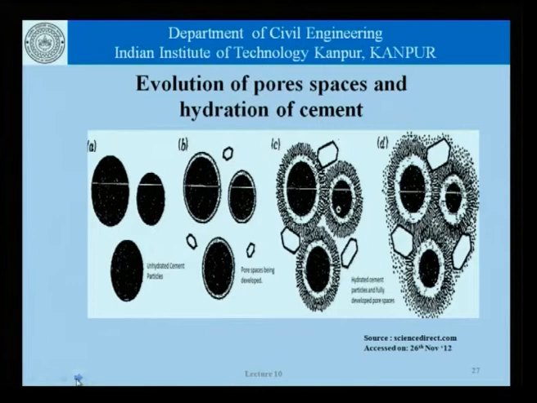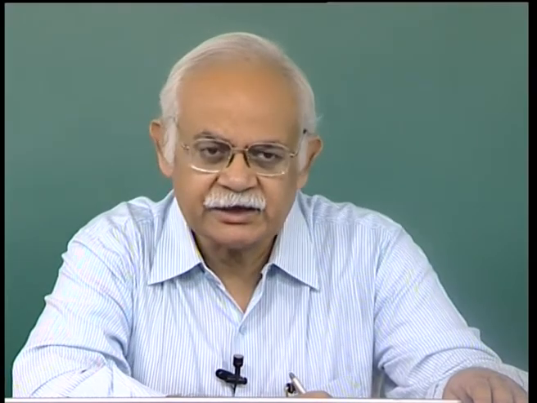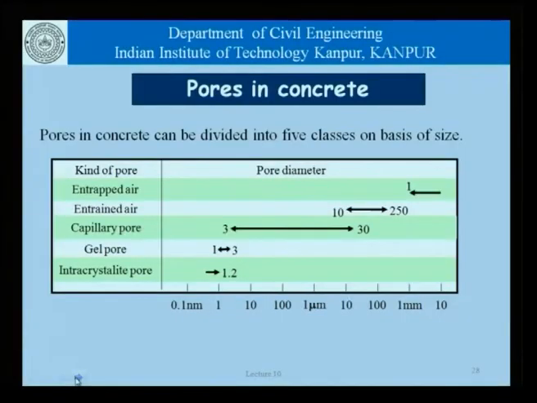Now, this is another picture of the evolution of pore spaces and hydration of cement. We have unhydrated cement particles suspended in water. Gradually, the water and the cement begins to react, hydration products begin to form, we reach a stage like this, and then finally we reach a stage like this. There is some unhydrated cement which is shown here, or there are pore spaces within the hydration products, and so on and so forth.